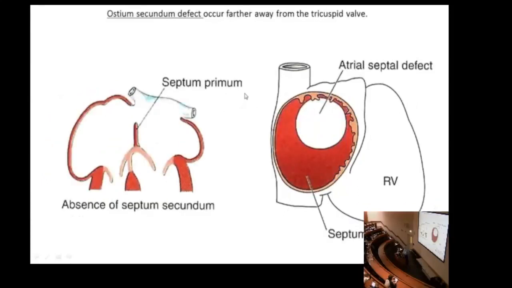There is an ostium secundum defect, which occurs more in the area of where the foramen secundum was, okay, which means it must have persisted.